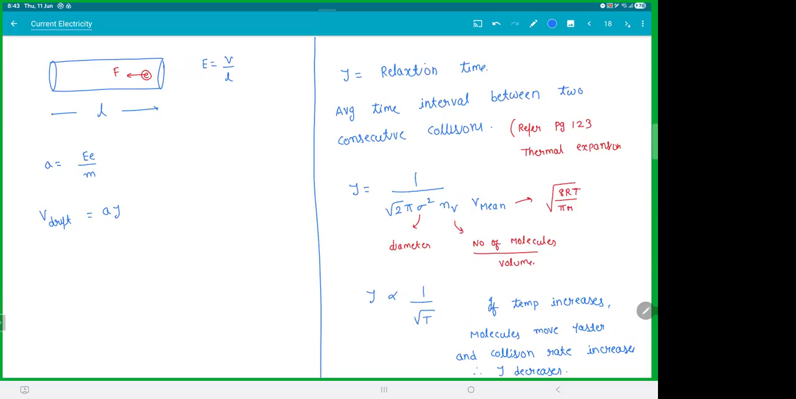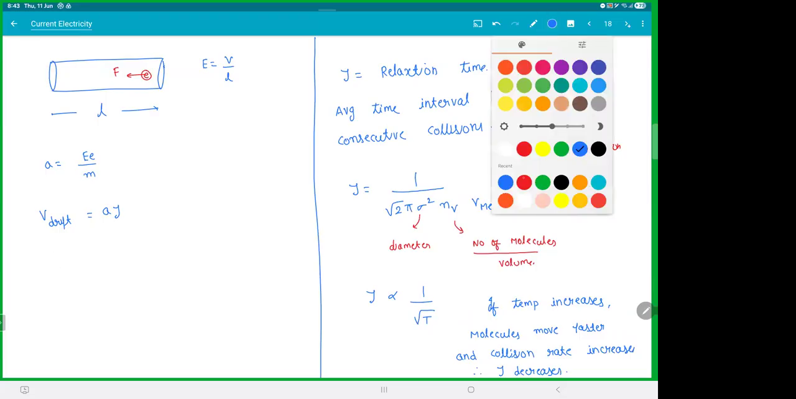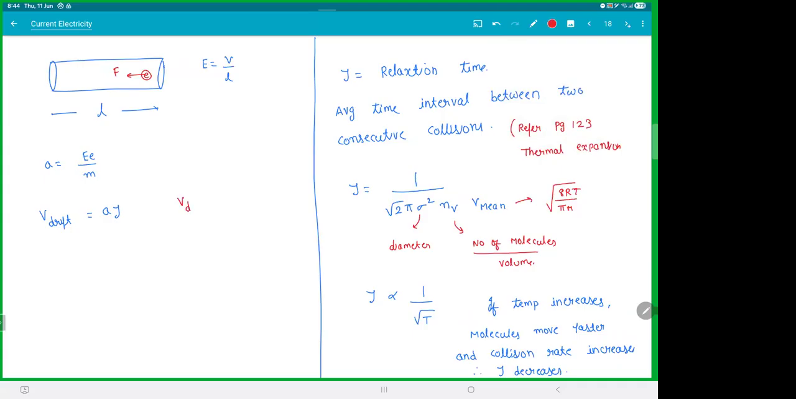So we are assuming before you collide with some other guy, you have an acceleration of a, and v drift is a into tau. Now this value of v drift is actually very slow. This thing is in the range of 0.1 to 1 centimeter per second. Look at the difference. The thermal speed was 10 power 5 meters per second. That's 100 kilometers per second. This thing is going 1 centimeter per second. So the drift is very slow.